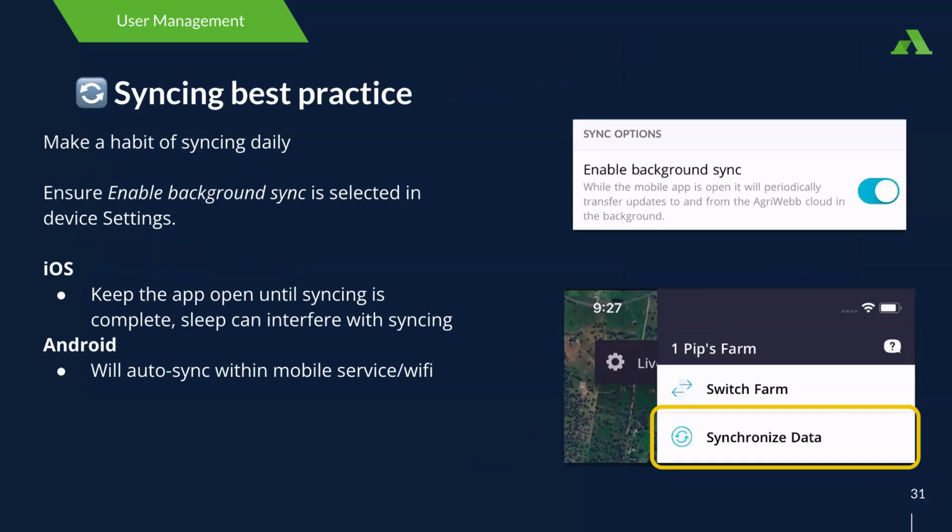So one key ask that we have is making sure you enable background sync. You can do this in the settings in the app. And then for iOS, making sure we keep the app open until syncing is complete. If it goes into that sleep mode or lock mode, that can interfere with syncing. This is different to Android, where Android will auto sync when it's connected to Wi-Fi or has that mobile service.